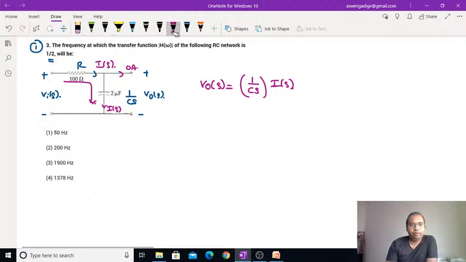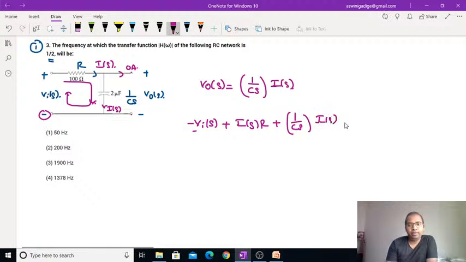If you apply the KVL law, that means the current flows in the clockwise direction, then here if you observe the arrow mark is entering into the negative terminal of the input voltage, so that's why I have to write here as a minus VA of S plus I of S into R plus 1 by CS into I of S is equal to 0.